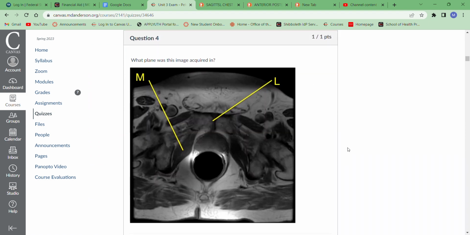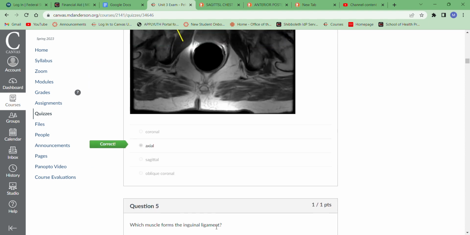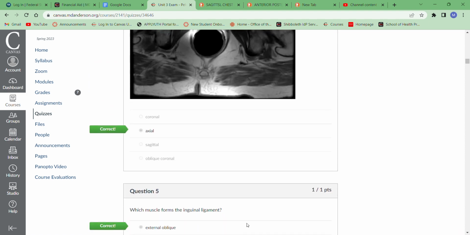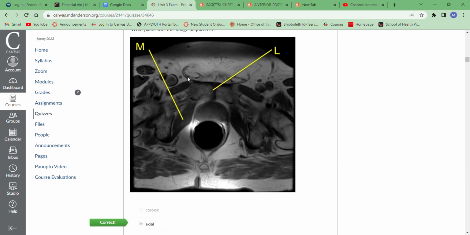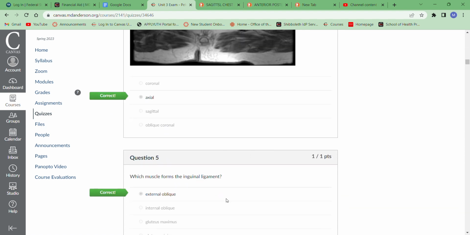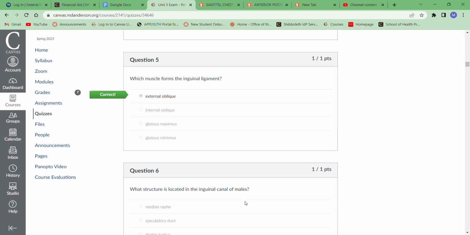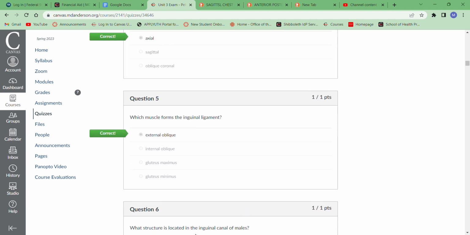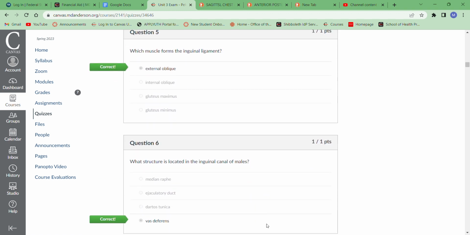Looks like an axial. It is an axial. Which muscle forms the inguinal ligament? External oblique. So the inguinal, I feel like it's usually indicated as this area here, and then the external oblique is around there as well, near the obturator foramen. Which structure is located in the inguinal canal of males? The vas deferens. These are all like male body parts, so you can't just do the process of elimination that way.